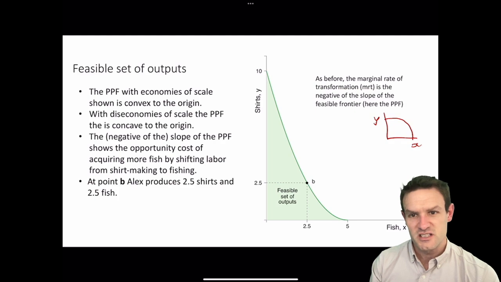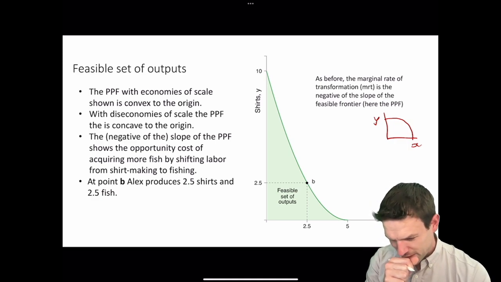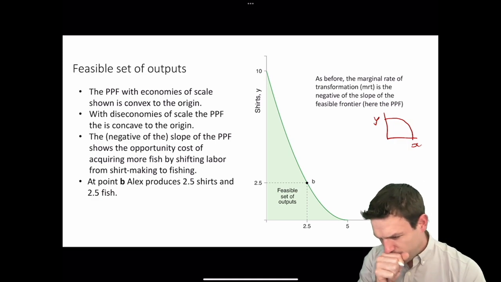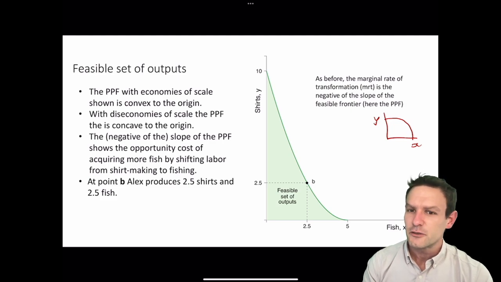This production possibilities frontier, or feasible frontier, this production possibilities frontier is convex to the origin. What are we seeing here? That's a consequence of the economies of scale in shirt production.